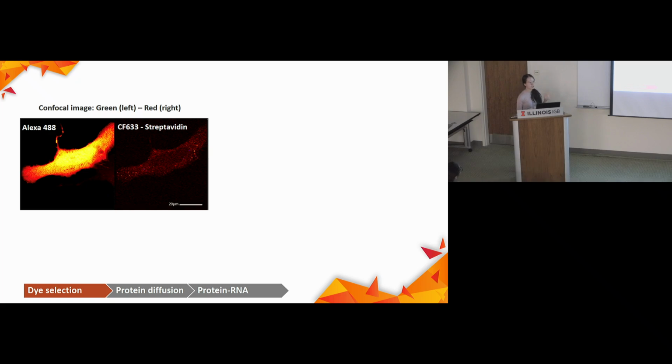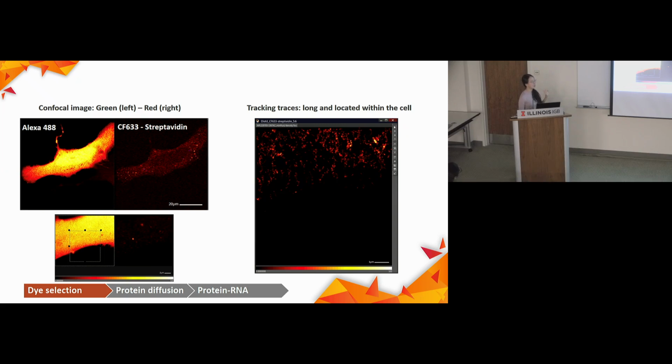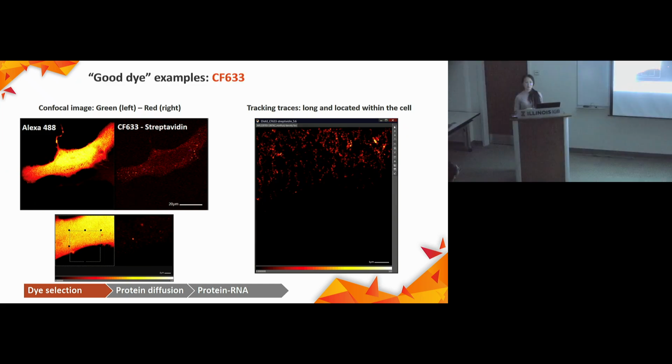Okay, so if we perform a MINFLUX tracking, first we select the closer area, like around here, to do the MINFLUX. We specifically select the area that has half inside the cell and half outside the cell. So once we get the tracking traces, we can tell if it's from the molecule inside the cell or just from the background. Okay, and then we did a tracking. Boom, these are the long traces that we have, and all the traces we can see are located in the cell. We can see this clear boundary. Good, so this is a good dye example, CF633.